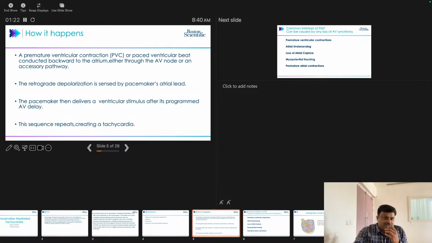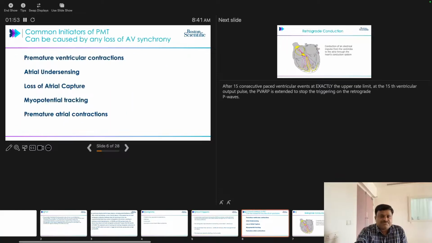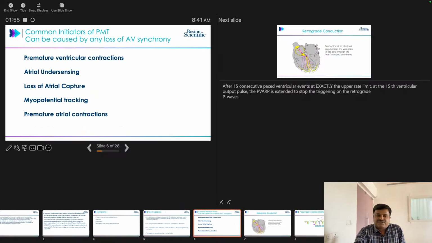How does it happen? The majority of the time, the PVC is the culprit to initiate this pacemaker-mediated tachycardia. The ventricular beat is conducted backward to the atrium, either through the AV node or through an accessory pathway. The retrograde depolarization is sensed by the pacemaker atrial lead. The pacemaker then delivers a ventricular stimulus after its programmed AV delay. So this sequence continues. That's the PMT, and this is the mechanism of how it happens.